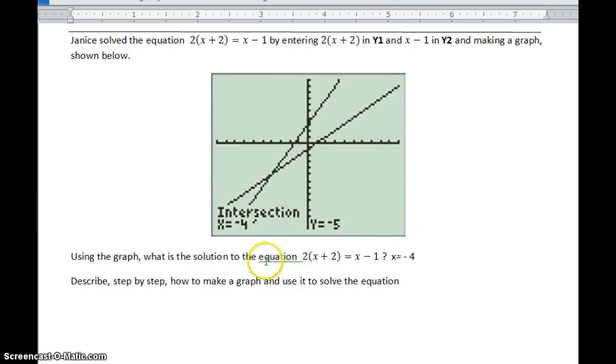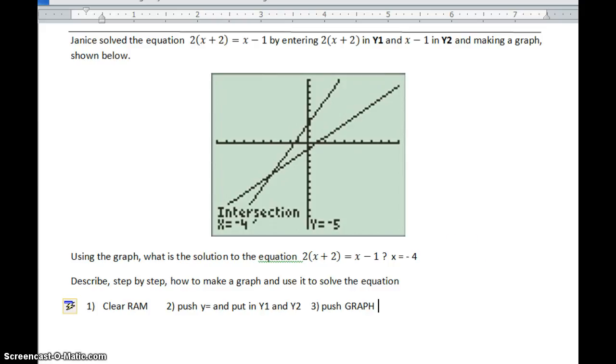I've had a couple of very smart people put this into the calculator, and this is actually a typo, but I wanted you to look at the picture, and the solution here, according to the picture, is x equals -4. And then it says, describe step by step how to make a graph. Step 1 is always to clear the RAM. Step 2 is to push y equals and put in y1 and y2. So in this case, y1 is 2 times x plus 2, and y2 is x minus 1. And then step 3, push graph.